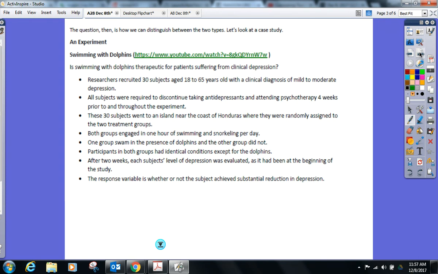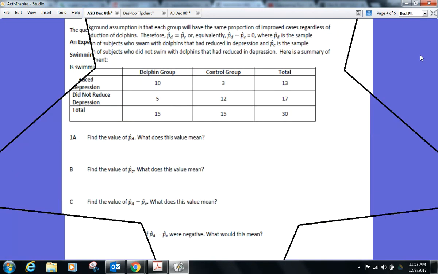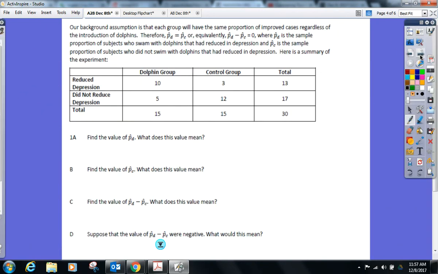And if you guys go to the next page, you'll see the results after 2 weeks. Okay, so of the 15 that were in the Dolphin group, 10 people reduced their depression, 5 did not. Okay, in the control group that did not swim with dolphins, 3 reduced their depression and 12 did not.